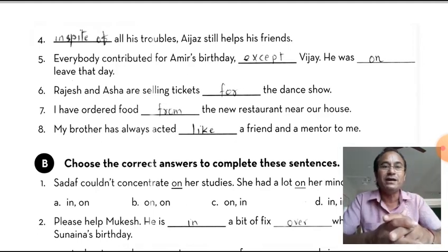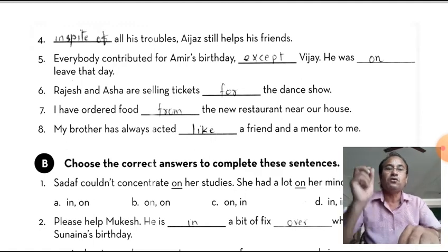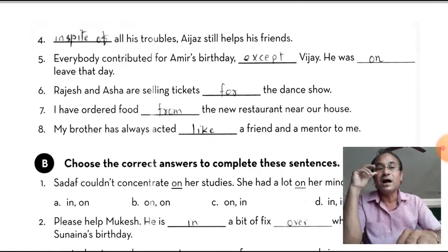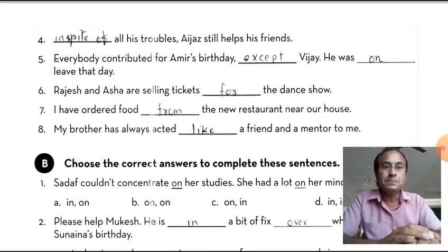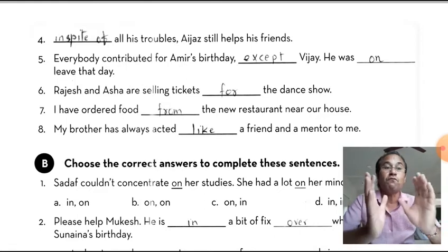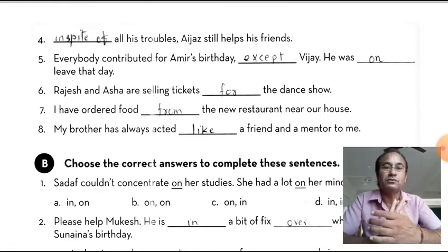He was on leave that day. On leave is a noun phrase, so this is the preposition. On is placed before the noun. Rajesh and Asa are selling tickets for the dance show. For the dance show. Here it shows purpose. The purpose is the dance show. For is used for purpose.